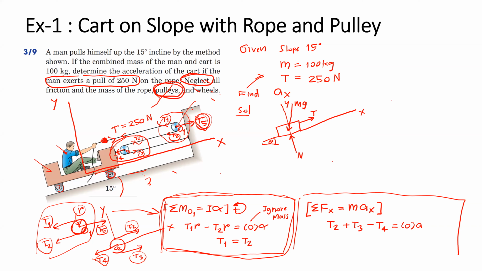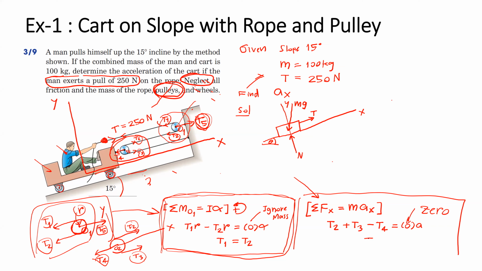Okay, thank you for your reminder. We need to have T5 on the first pulley here in the free body diagram. Okay, come back to the summation of force for pulley 2. We have T2 and T3 in the positive direction, and we have T4 in the negative direction of the pulley. But the mass of the pulley is ignored.